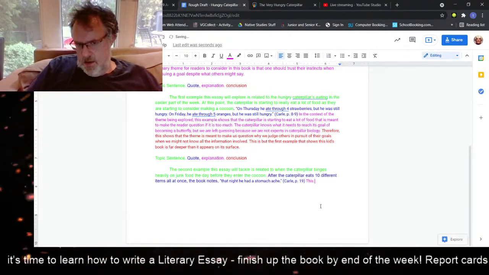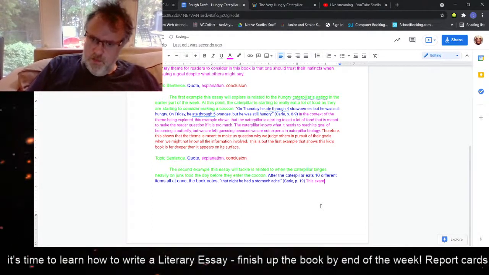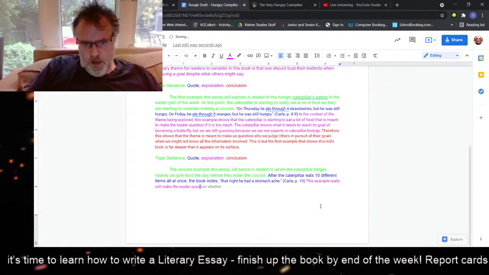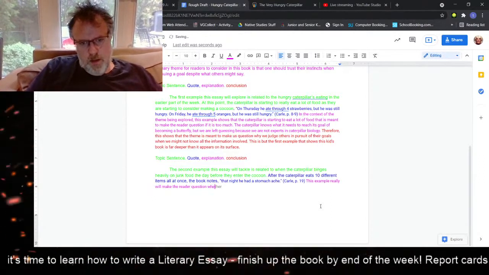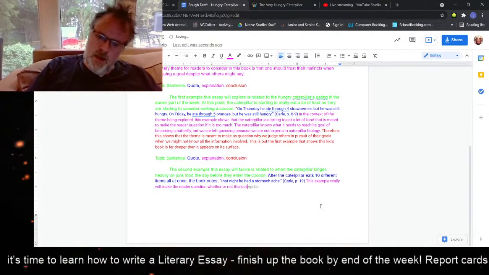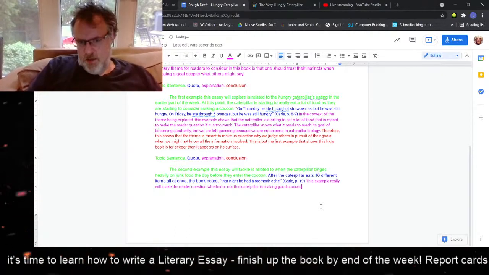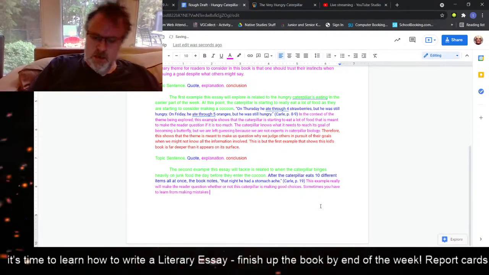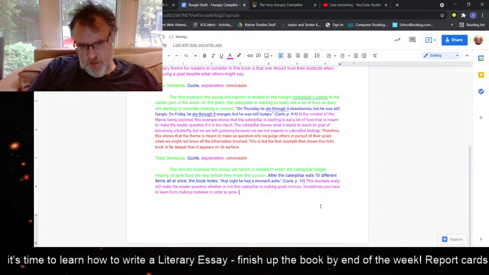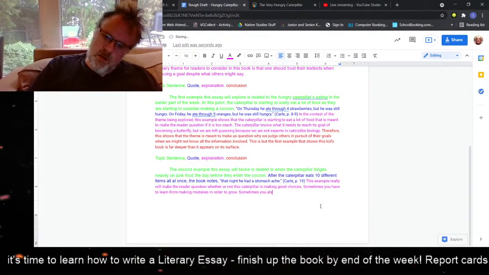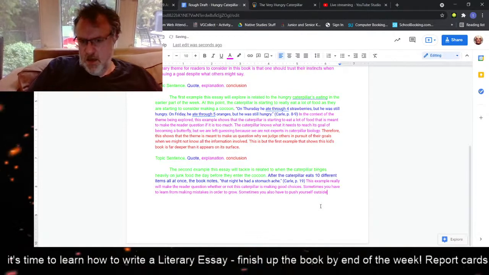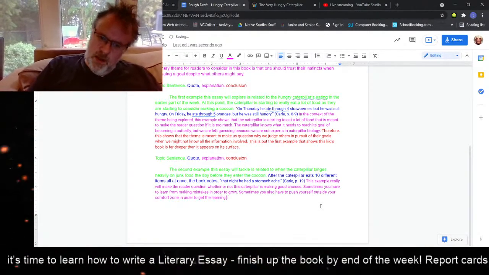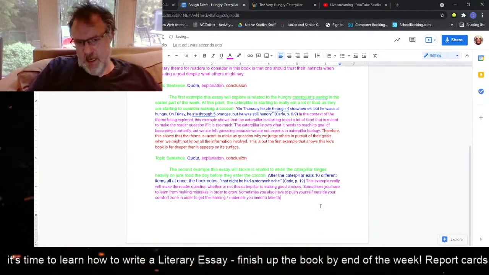This example really will make the reader question whether or not this caterpillar is making good choices. Sometimes you have to learn from making mistakes in order to grow. Sometimes you also have to push yourself outside your comfort zone in order to get the learning materials you need to take the next step.